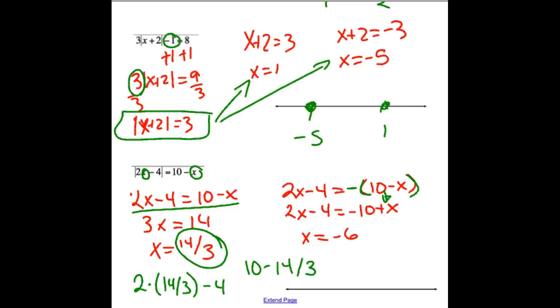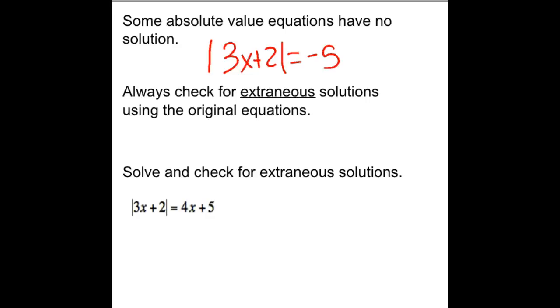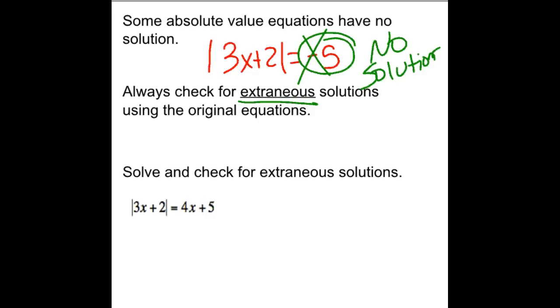So that's your basic absolute value equations. The one thing about absolute value equations is that sometimes they actually have no solutions, like we talked about earlier. That happens when you have something like the absolute value of 3x plus 2 equals negative 5. We talked about this earlier. You can't have it equal to a negative number, so this one actually has no solutions. Sometimes they also have extraneous solutions, so they have extra answers that actually don't work in the original problem. That's why you have to always go plug them back and check to make sure that they work.